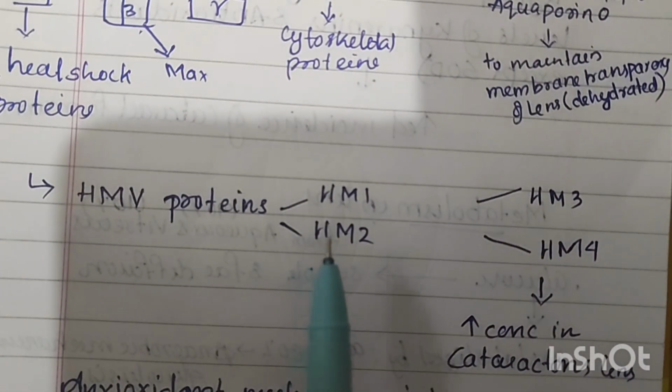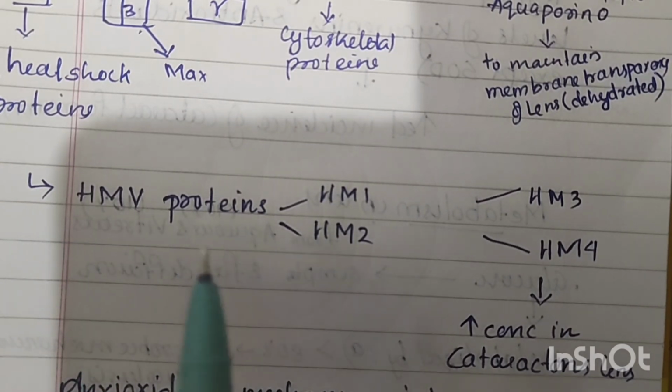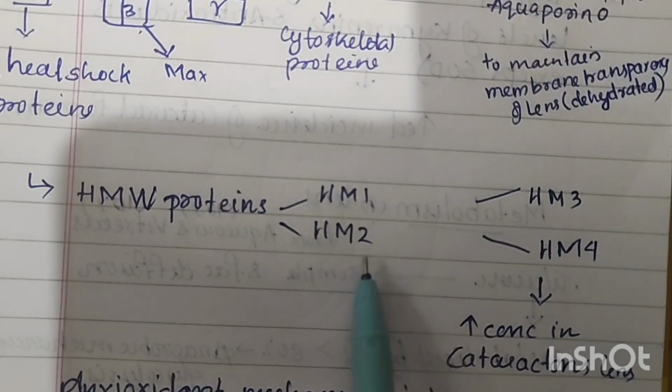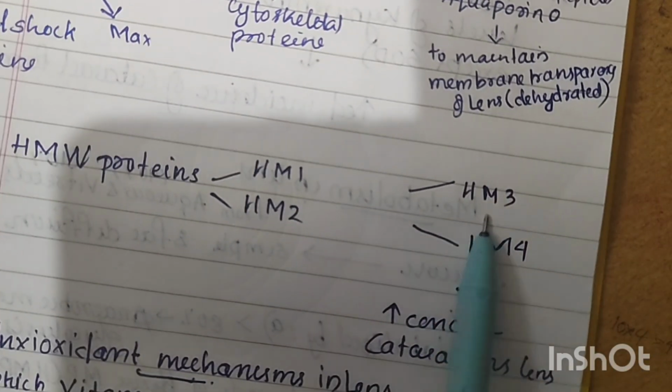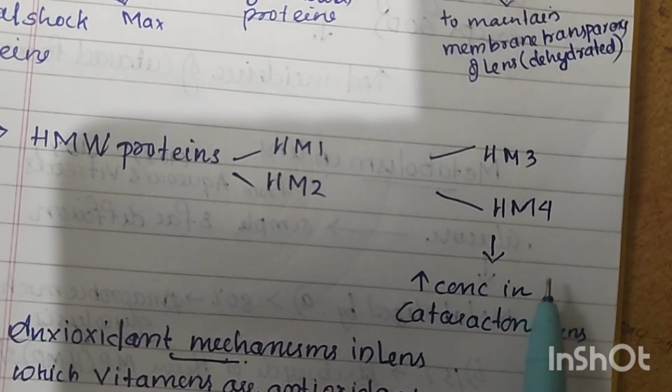Some other proteins are also present, like the HMW proteins, high molecular weight proteins, which are HM1 and HM2. These two are water soluble, and HM3 and HM4 are water insoluble proteins. The significance of these proteins is that their concentration will be increased in the cataractous lens.